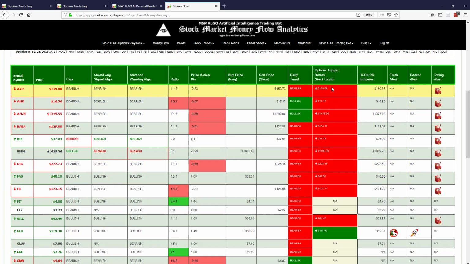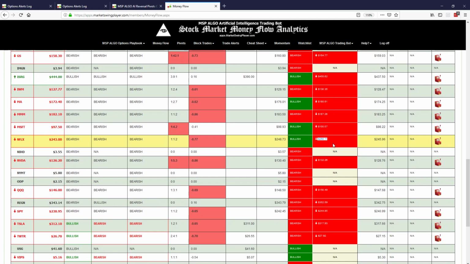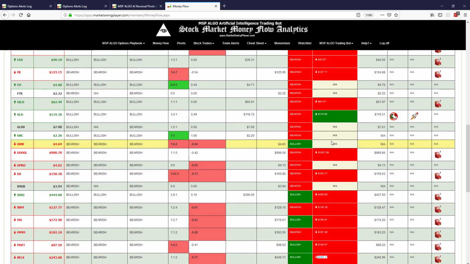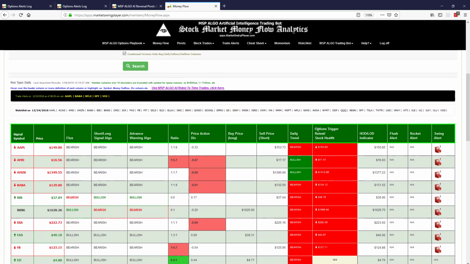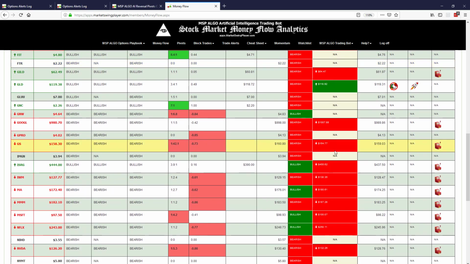The most important thing to watch is the option trigger retest, and this tells you if you should be going long the next day. The money flow is not so important because we know it changes based on support and resistance, but the options trigger retest is very important. It tells you the stock health. That way, if you short and price did not bounce yet, you know you could swing trade short.